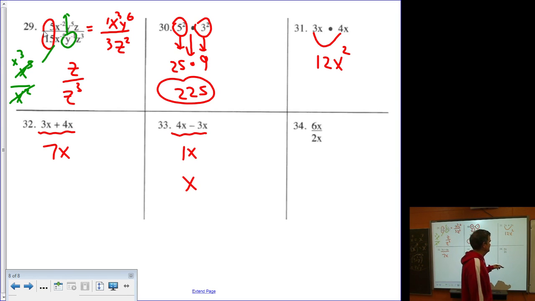And last up, when you're dividing, you can cancel anything out they have in common, so the x's cancel out, and 6 over 2 can be reduced to 3 over 1, or just 3. That's it.